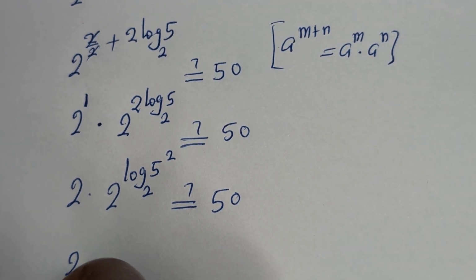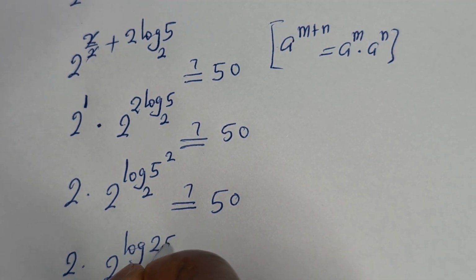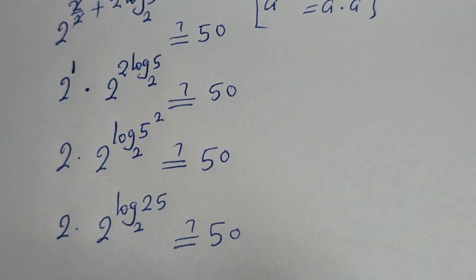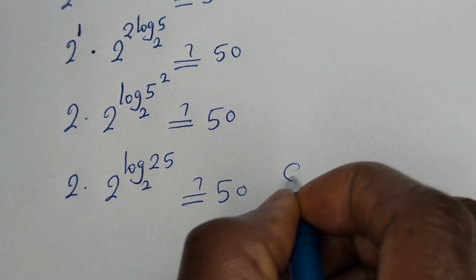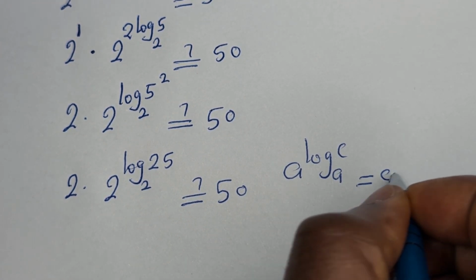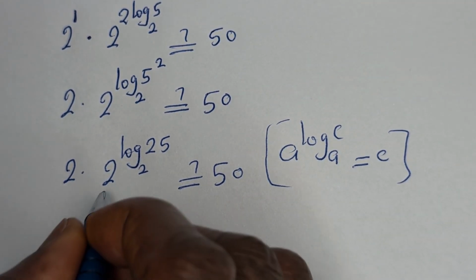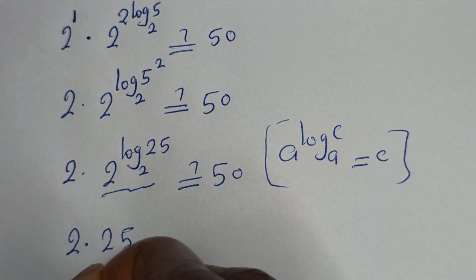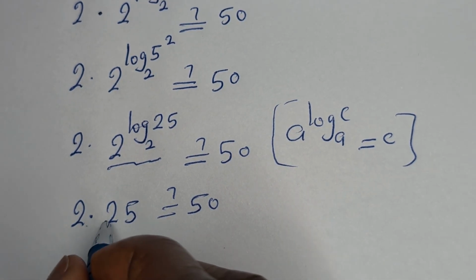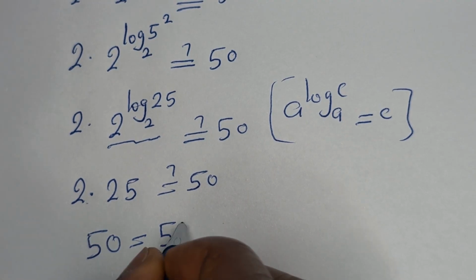And here we have 2 multiplied by 2 raised to power log 5 square, that is 25 base 2, must be equal to 50. Then if you have a raised to power log c base a, this is equal to c. Then this can be written as 2 multiplied by the whole of this is 25, must be equal to 50. Then 25 multiplied by 2, this is 50, is equal to 50, which is true.